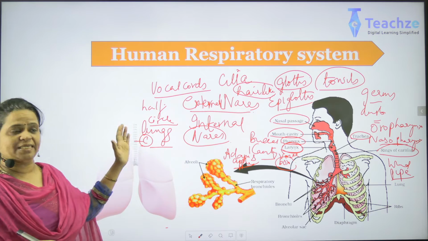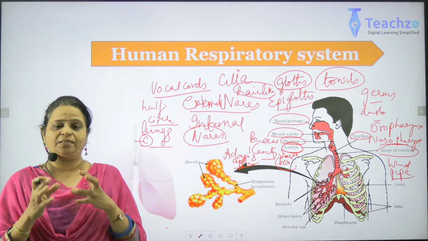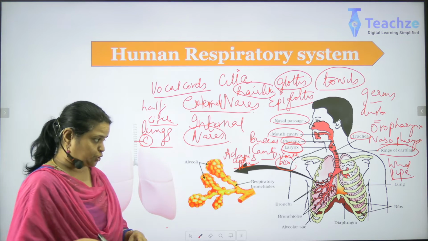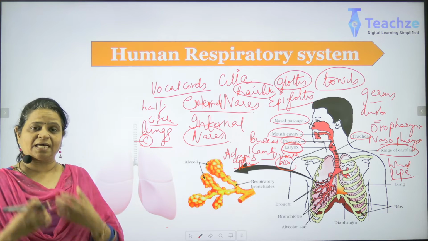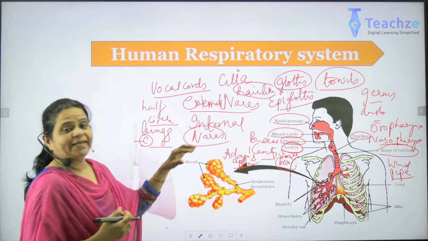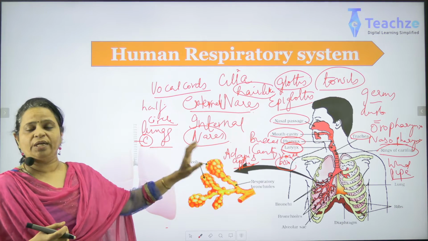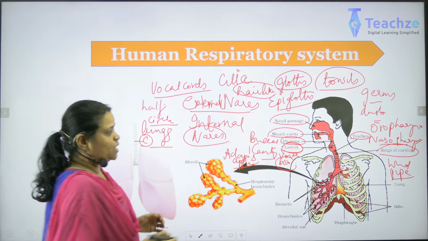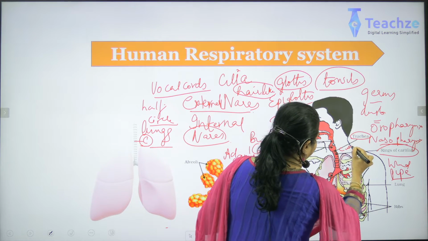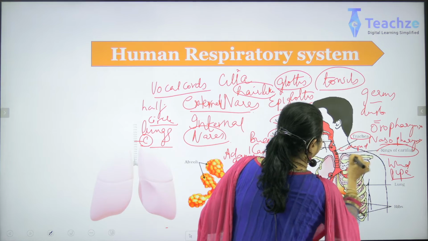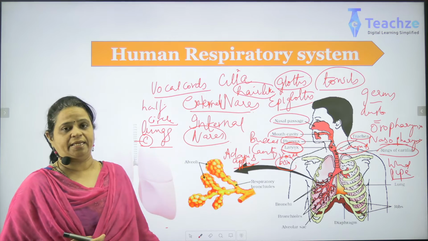Now, what are these C-shaped cartilaginous rings? These cartilage rings will help the trachea to remain in that particular position, so that even when air is not present inside, it will still maintain that particular state. This is only to help the trachea not to collapse. So these C-shaped rings of cartilage protect the trachea from collapsing. This is very important because without this C-shaped cartilage, the trachea will not maintain its position.